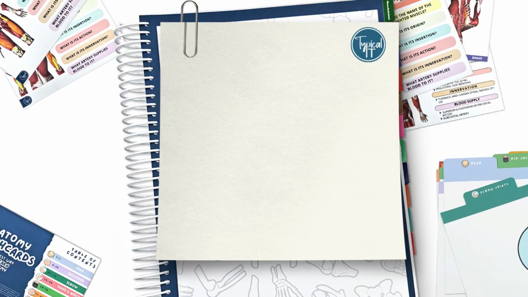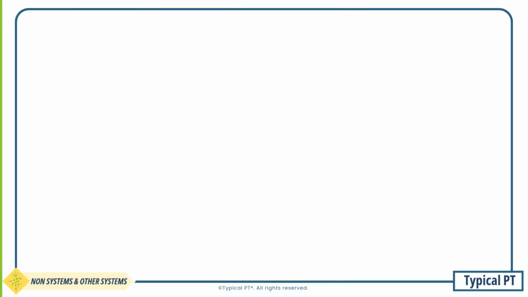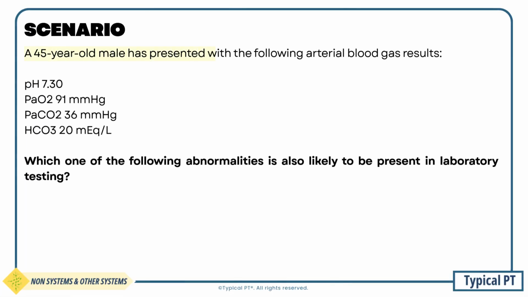Today, we're tackling a case study regarding arterial blood gases. Let's start. Here's our scenario. A 45-year-old male has presented with the following arterial blood gas results. pH is 7.30. PaO2 is 91 millimeters of mercury. PaCO2 is 36 millimeters of mercury. And HCO3 is 20 milliequivalents per liter. The question asks, which one of the following abnormalities is also likely to be present in laboratory testing?